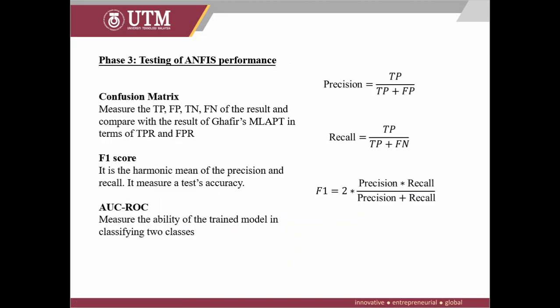The third phase will be the testing on UNFIS. We'll be having the confusion matrix, true positive, false positive. We have the table, then we'll calculate the F1 score and also the AUC ROC curve. F1 score is the harmonic mean of precision and recall. It's used to test the accuracy of the system. And AUC ROC curve is to measure the ability of the trained model to classify 2 classes.